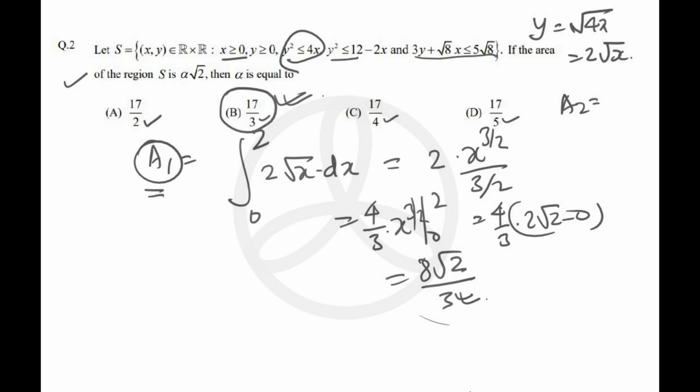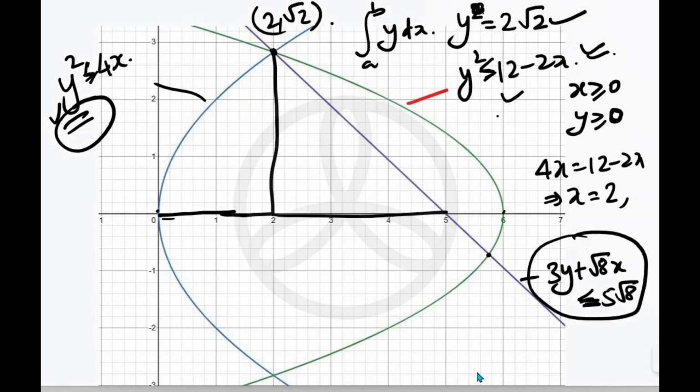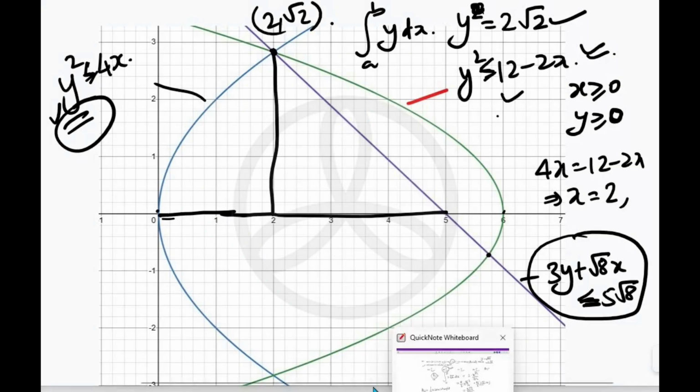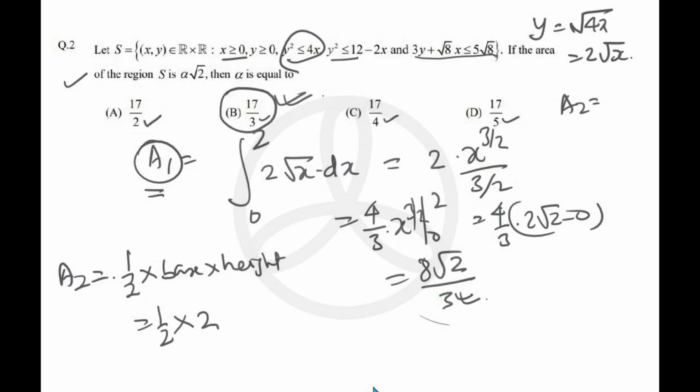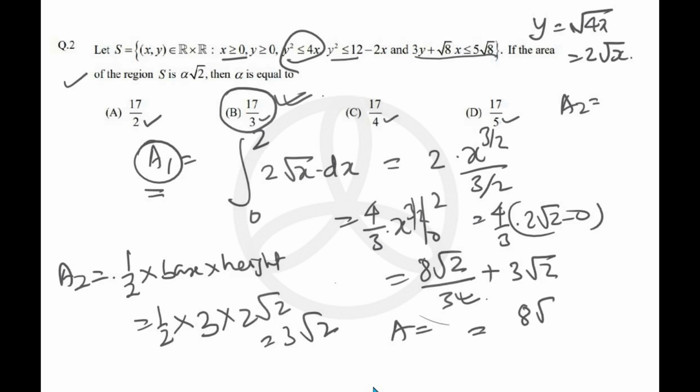So I'll find the area A2, which is the area of the triangle, and the area of the triangle will be nothing but half into base into height. Half into base, where the base is 5 minus 2, which will be 3, and height will be 2 square root of 2. So this will be half into 3 into 2 square root of 2, which is 3 square root of 2. Now adding the areas: 8 square root of 2 plus 3 times 3 square root of 2, which is 9 square root of 2, divided by 3, and this will be 17 square root of 2 divided by 3.